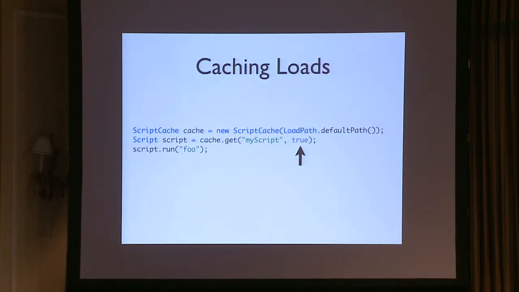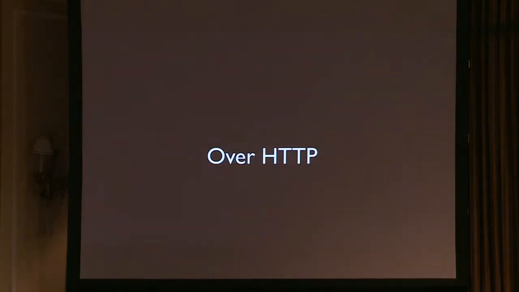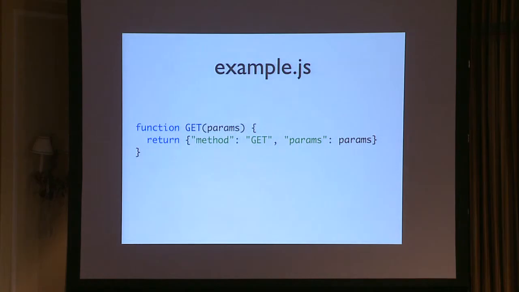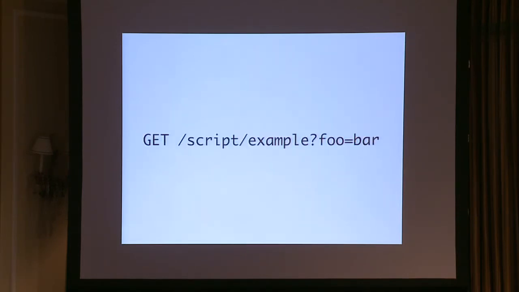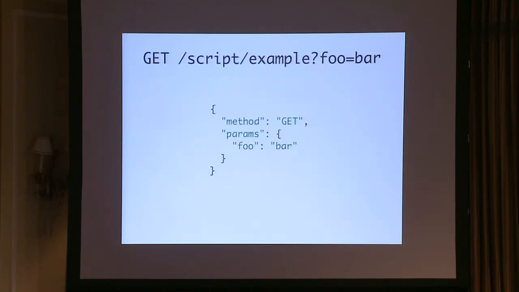The way we at Q use this is over HTTP. So let's look at an example. Let's say I've got this function, get. Get takes some parameters, and all it does is return this JSON object. It says the method is get, and the params are this JSON object. And if we hit our service with a GET request, get script example foo equals bar, we want to be able to execute that code and pass through those parameters. And it should result in something that looks like this.